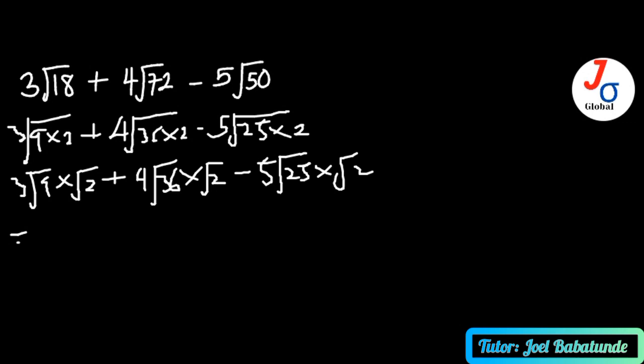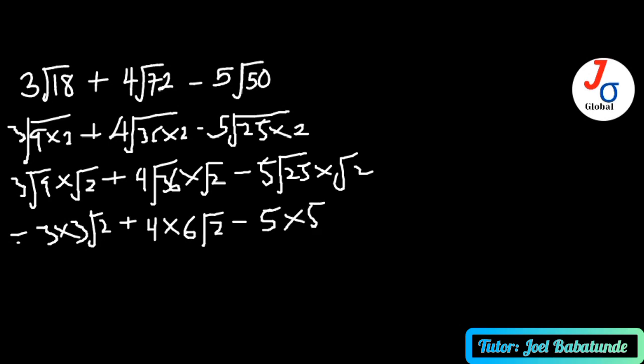And so what I got is 3 times root 9, which is 3, so 3 root 2. Plus 4 times root 36, which is 6, so 6 root 2. Then minus 5 times root 25, which is 5, then root 2. So what I have here is 3 times 3 is 9 root 2, plus 6 times 4 is 24.